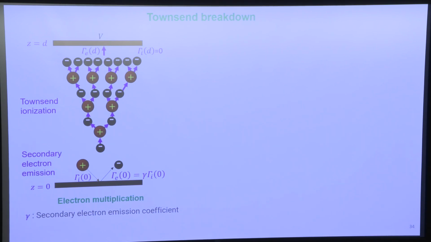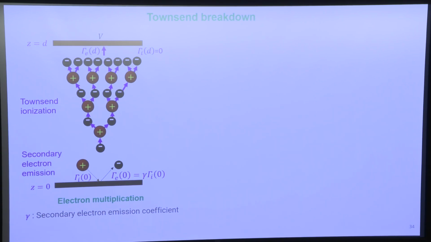So, is it basically like fission, but instead of neutrons in fission, it's electrons? Yeah, it's just like that. It's not neutron, it's electron. Very good. So this gamma I call the secondary electron emission coefficient. Remember? So this is electron production in the gas phase, ionization. This is electron emission from the electrode by secondary electron emission with ions.